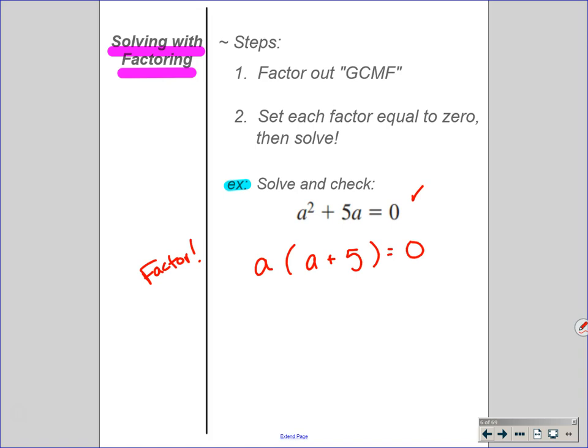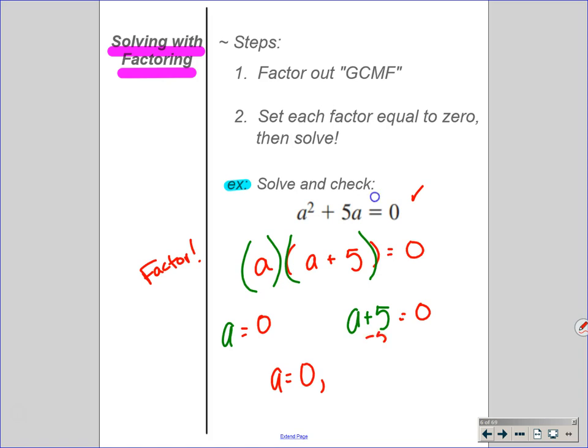Now what can I do? I have my factors that I can now split, right? And what do I do once I split my factors? Set each one equal to 0. And if there's some math I have to do, I do it. Guys, what would A equal if I finish my math? Negative.